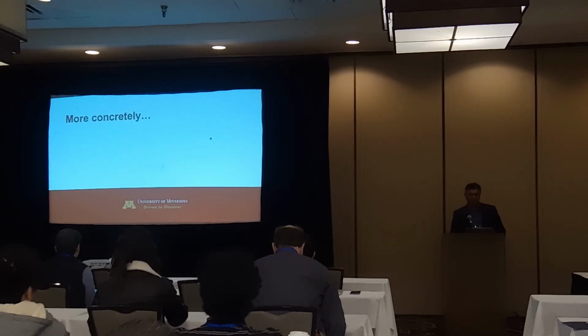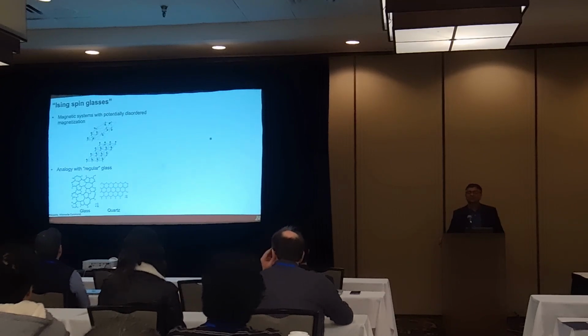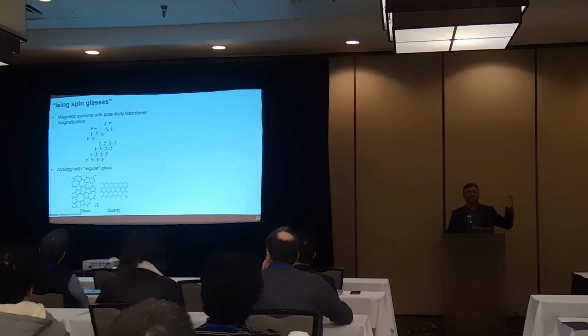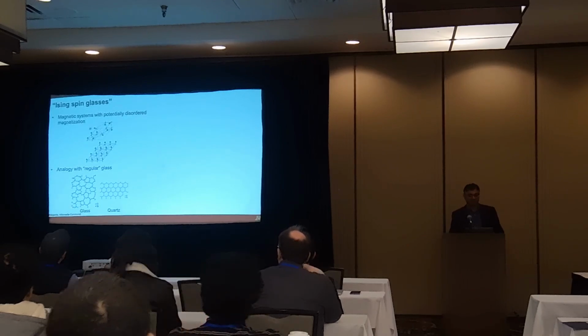Let's become a little more concrete about it. All of this actually has its origins in magnetism. So Ising, as I mentioned, was a physicist, and they were looking at magnetic systems which have natural disorder. So as you know, when you have a magnetic system, you can have it oriented in one direction or another direction. That gives you the notion of a north pole or south pole, etc.